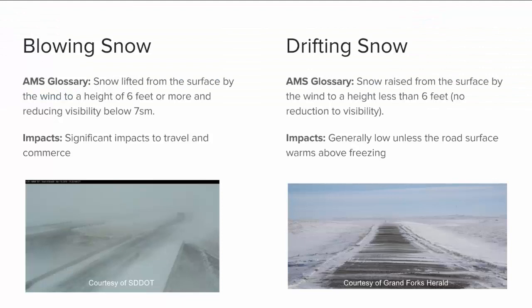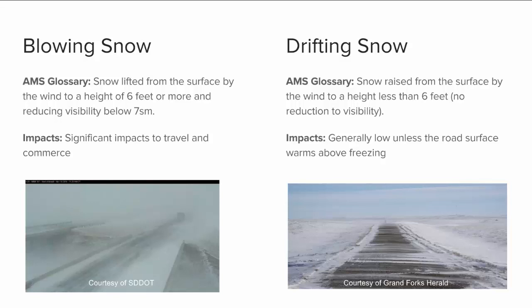First, we need to start by defining the differences between blowing and drifting snow and discuss why these differences are important. Blowing snow is defined as snow lofted from the surface by the wind to a height of 6 feet or more, causing a reduction in visibility, while drifting snow is defined as snow raised from the surface by the wind to a height of less than 6 feet, with no or little visibility restriction. The impacts from blowing snow tend to be more significant than that of drifting snow.